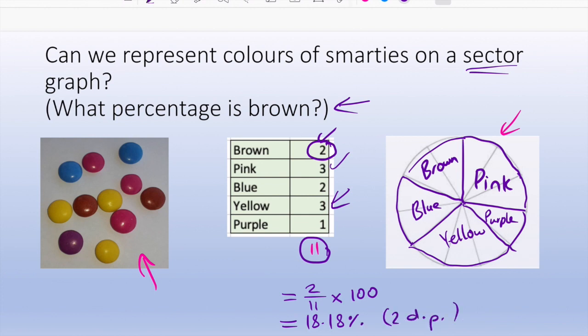All right, so it's an unusual amount, and the reason for that is that the sector or pie graph is out of 11 slices. Anyway, that's sector and divided bar graphs.